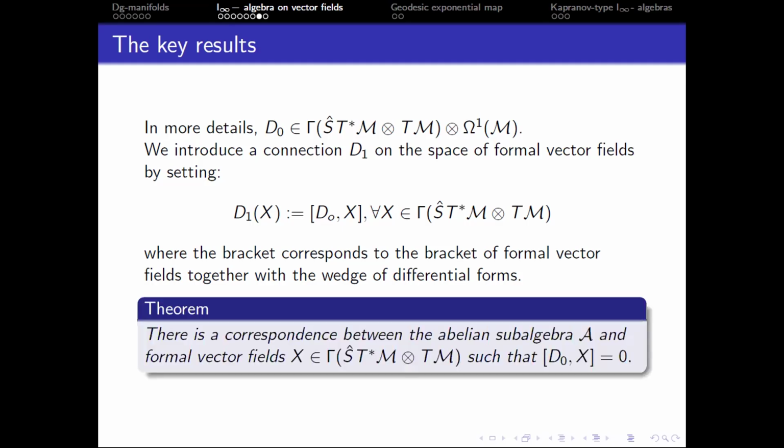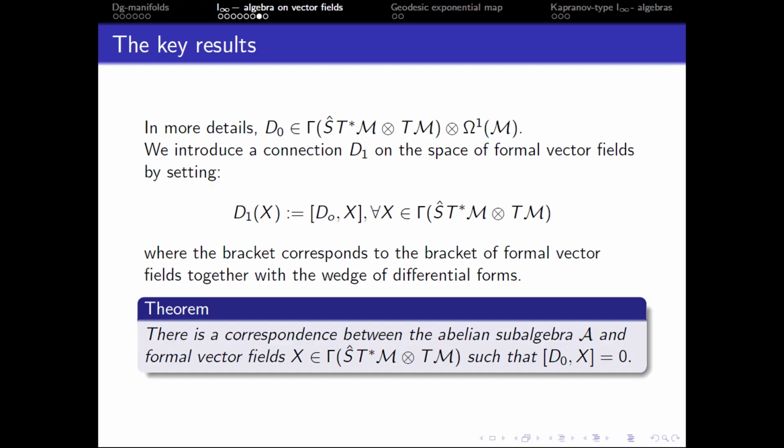So now the other main theorem that we have in this theory is that we can have a correspondence between the abelian subalgebra, which I identify with vector fields on M, and the space of formal vector fields that commute with this connection D0. So we have this correspondence, and what I'm going to do now is use this correspondence to obtain an element associated to the homological vector field Q.